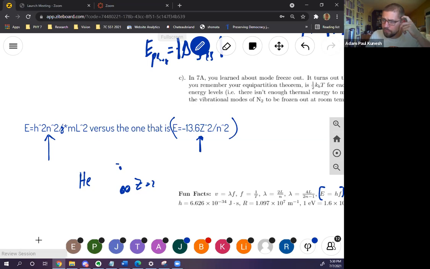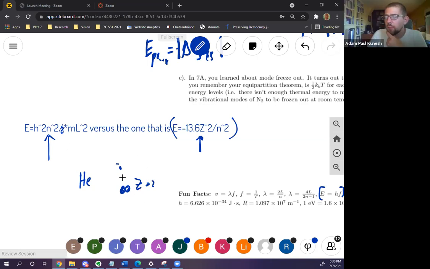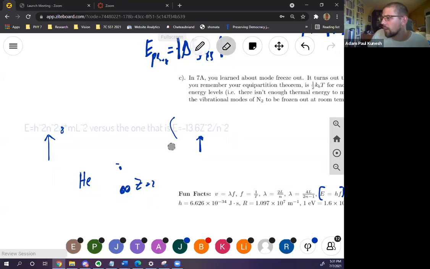Hopefully that helps. So is Z equal to the number of protons? That's right. Z is the number of protons in the nucleus. Okay, so then you couldn't use that equation, right? Because Z is not equal to 1. So you can still use the equation.